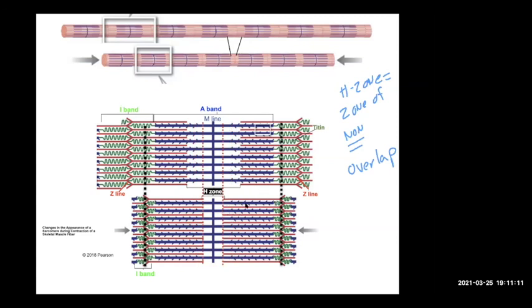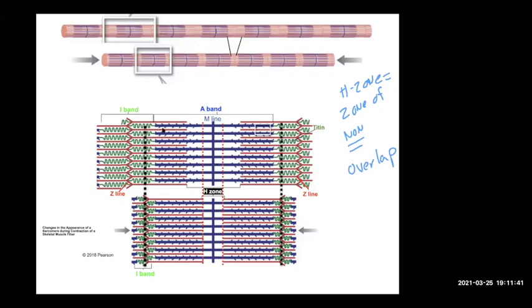Because these actin filaments have moved toward the M line, increasing the overlap, the H zone, which is the zone of non-overlap, decreases. It shortens. Is everybody clear on how it could happen? If you have this picture with you during the exam, you could answer any question.